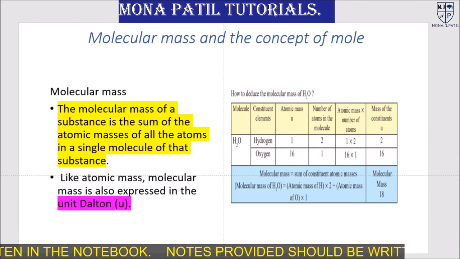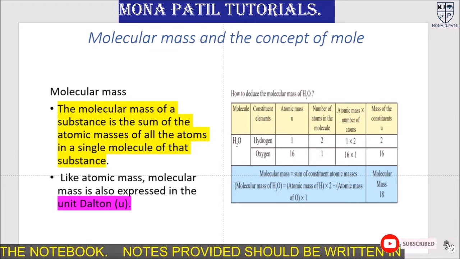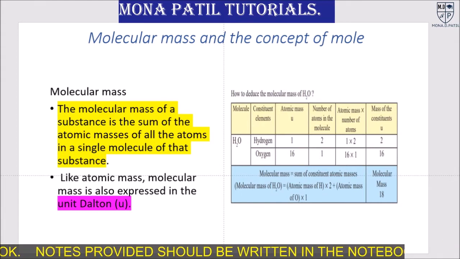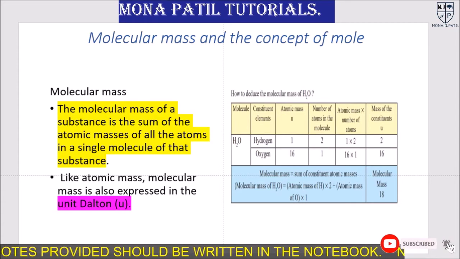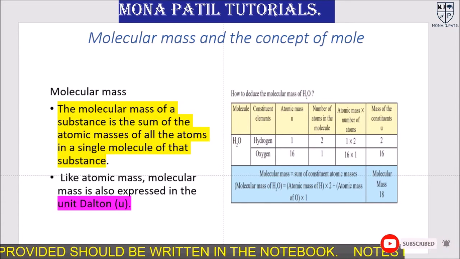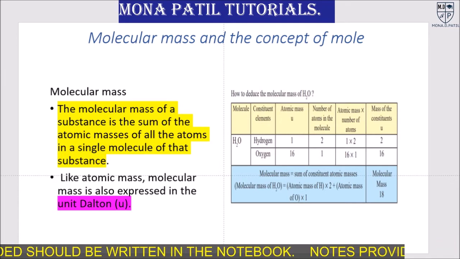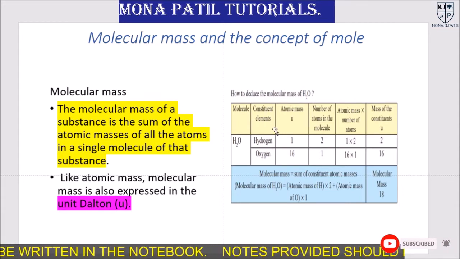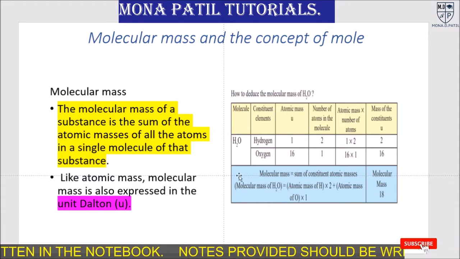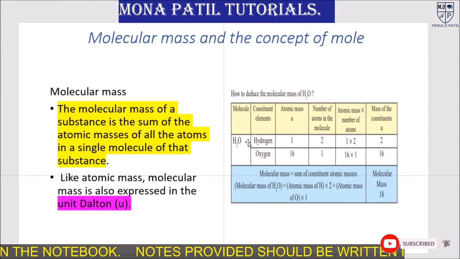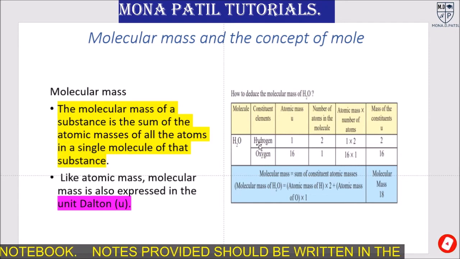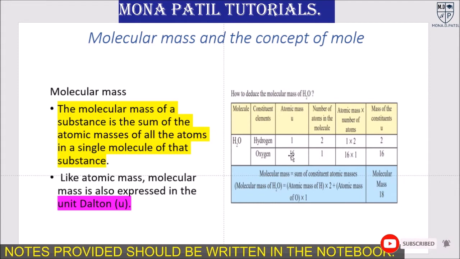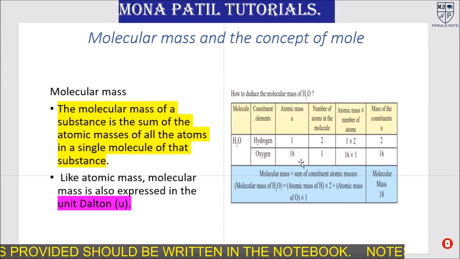So here, the molecular mass of a substance is the sum of atomic masses of all atoms in a single molecule of that substance. Like atomic mass, molecular mass is also expressed in the unit Dalton. So how to deduce the molecular mass of hydrogen oxide, or we can say water? Here the molecule of water is given, and its constituents are hydrogen and oxygen. As we know, the atomic mass of hydrogen is 1 and oxygen is 16. So we have mentioned here the atomic mass.